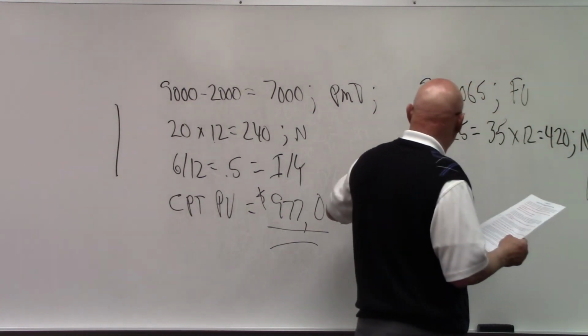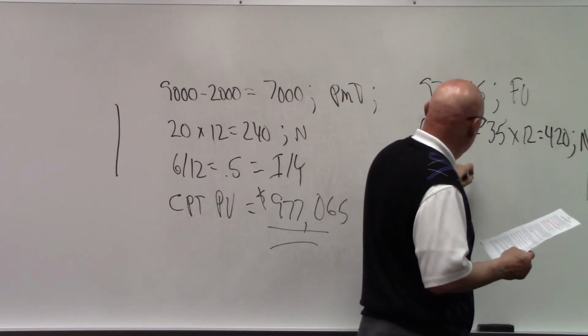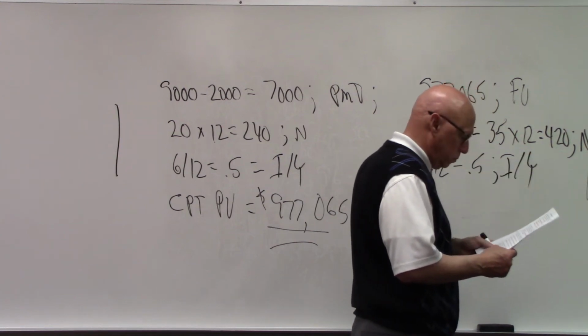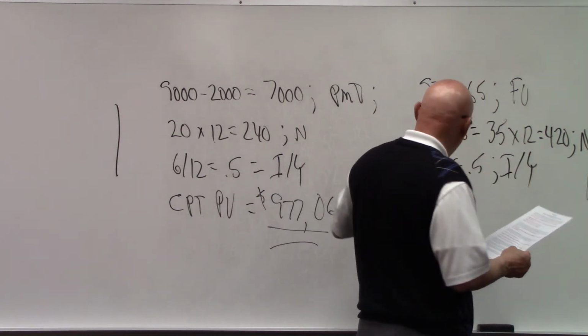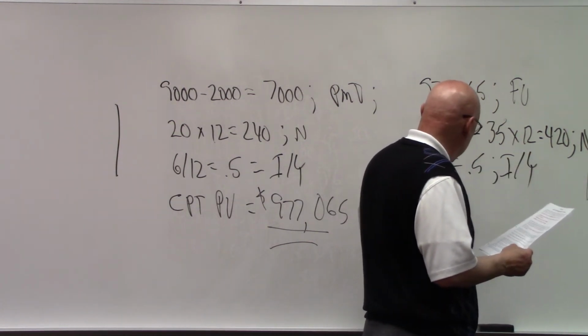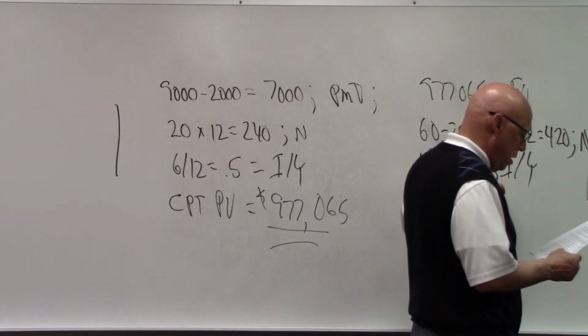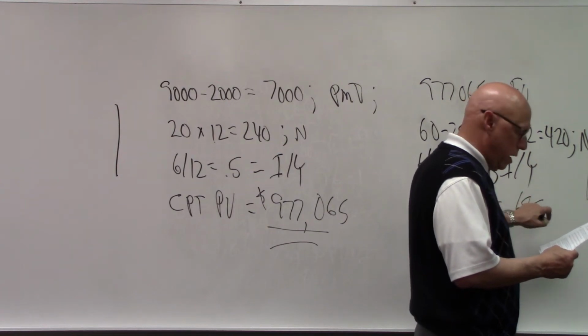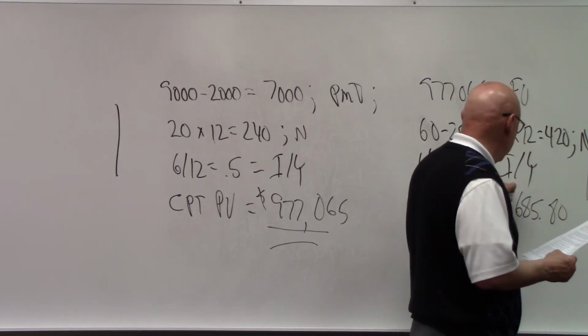There you go. 420 is your N. 6 divided by 12 is 0.5. Is your I/Y. Compute payment, and you have to save $685.80.